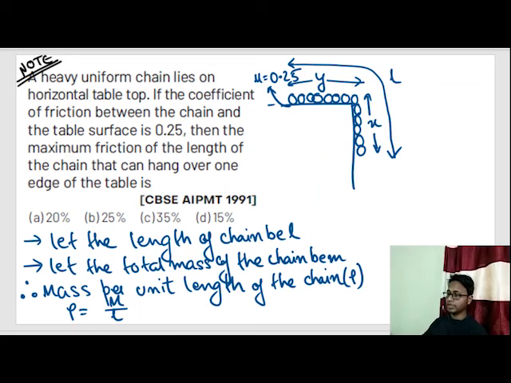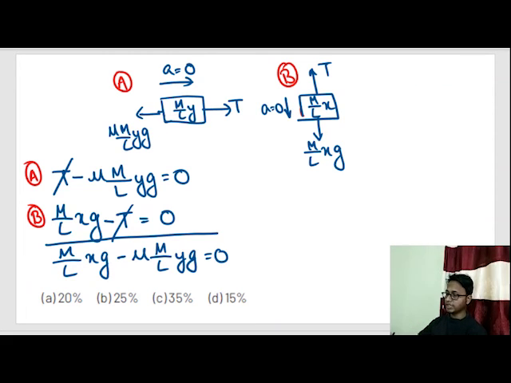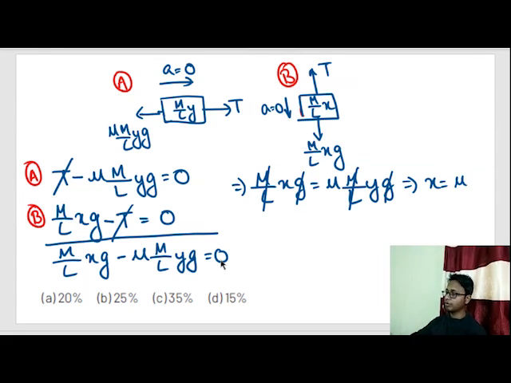Now see the question. What is the question asking? The length of the chain that can be hung over the edge of the table. That means they are asking what is the length of this x, the value of x. Using this equation, m by L x g minus μ m by L y g is equal to 0, if I shift this to the right hand side, we get m by L x g is equal to μ m by L y g. So m by L gets cancelled, g gets cancelled, or x equals μ y.